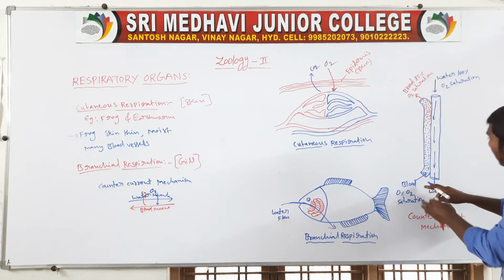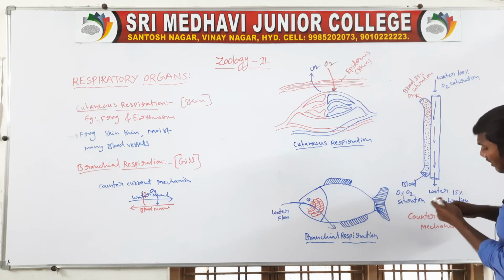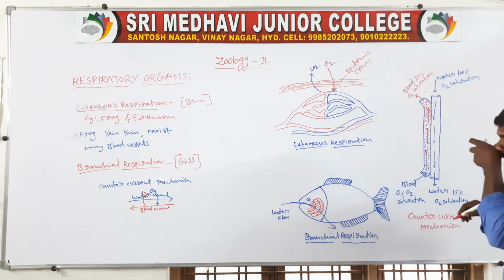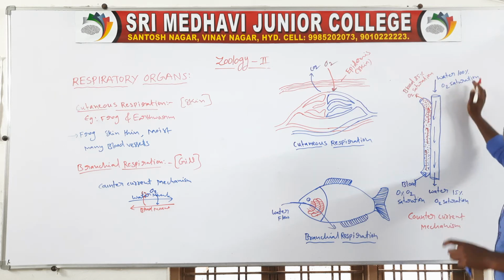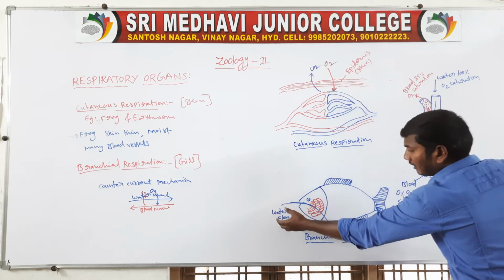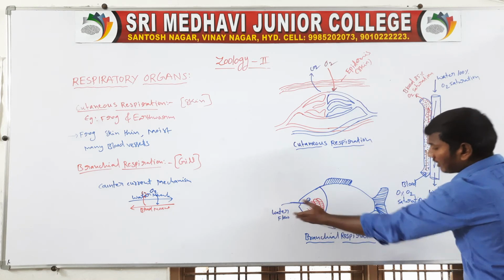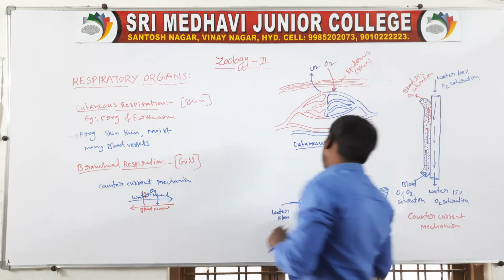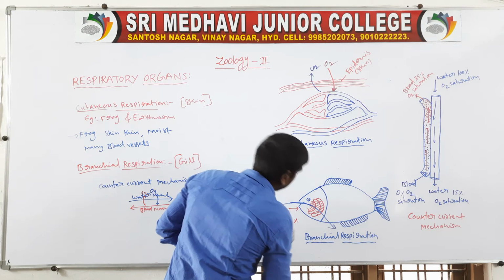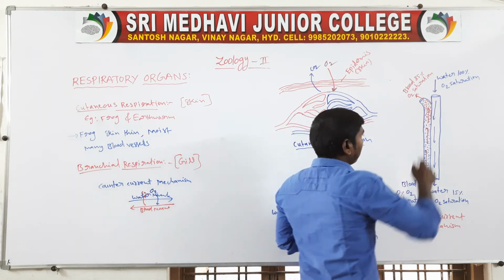Next, the blood is in the opposite direction. These are the blood circulation. The first one is the water, with 100% water saturation. The fish drinks the water, taking it from the water. That water is presenting 100% O2 saturation, 100% O2 in this water.